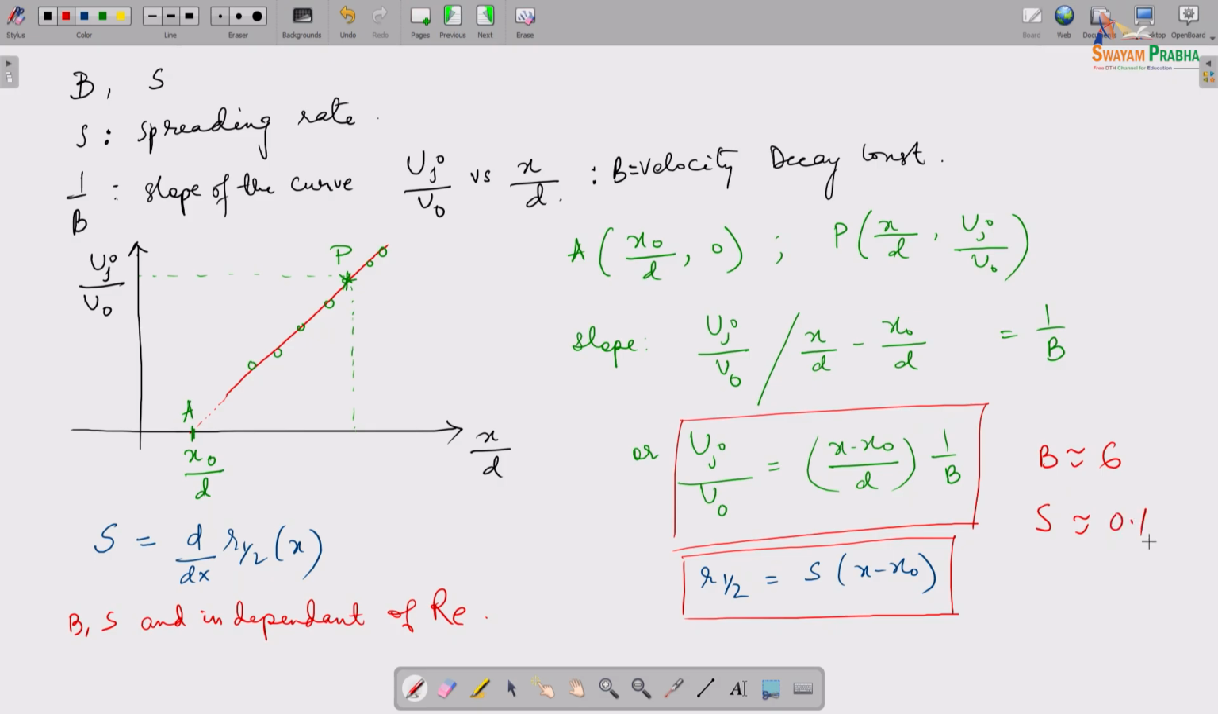We got 3 values there, 0.096, 0.102, 0.094. So it is about 0.1. So B and S also have a value. We know D and we know J. We also know x naught. So we can have some value of u naught actually. Let us see what sort of thing we can calculate. Okay, let us do that now.